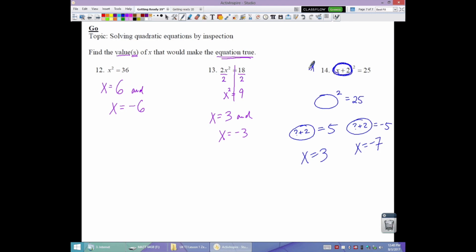This is definitely the toughest of the three problems by a lot. And if you weren't able to come up with both of those on your own, that's fine. This was just getting you set up to be successful in the future. But if you try out each of these, 3 plus 2 is 5, square that is 25. If you try negative 7 plus 2, that is negative 5, and squaring that you get 25. So those are the two solutions to number 14. And we're done.